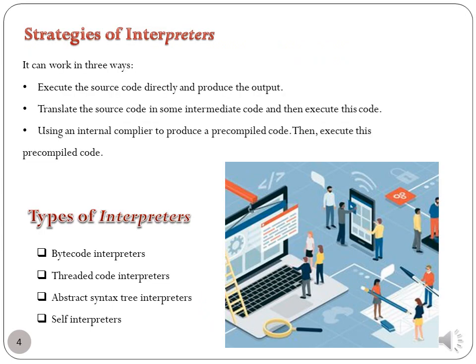This part includes the strategies of interpreters. It can work in three ways: execute the source code directly and produce the output, translate the source code into some intermediate code and then execute this code, or use an internal compiler to produce a precompiled code, then execute this precompiled code. Bytecode interpreters, threaded code interpreters, abstract syntax tree interpreters, and self-interpreters are some varieties of interpreters.